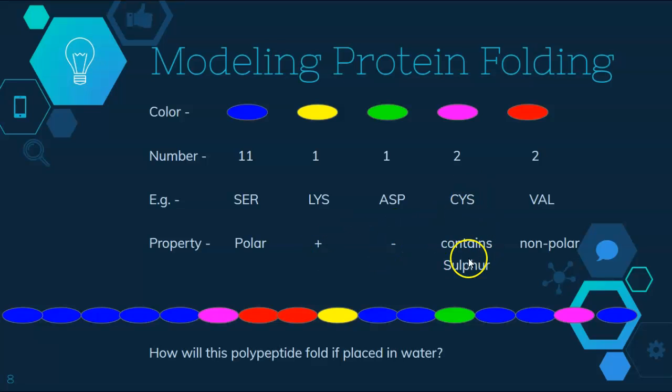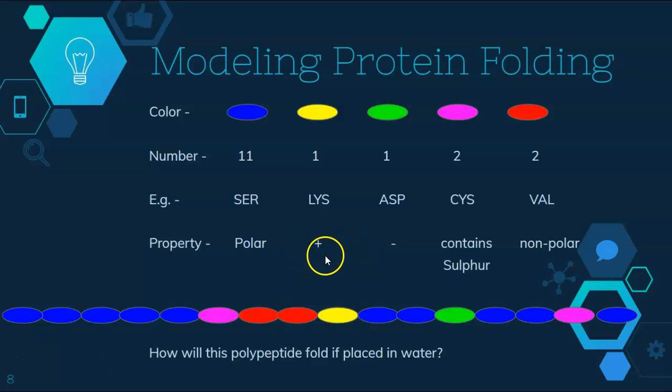I have cysteine, which contains sulfur. I have two of them, but look, they're pretty far apart from each other. And then I have valine. I have two of them. The red ones, they are nonpolar. So we know right off the bat that these valines are going to be in the middle. However this protein folds up, these valines are going to be in the middle.